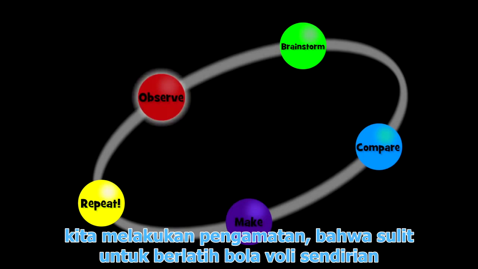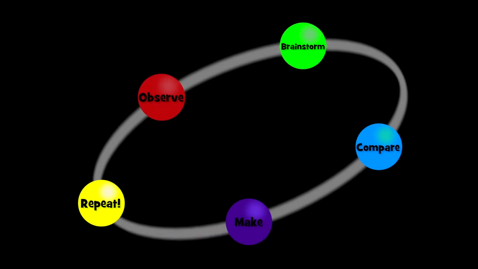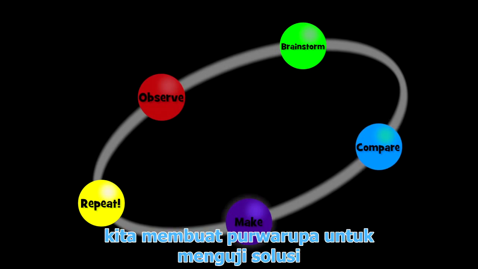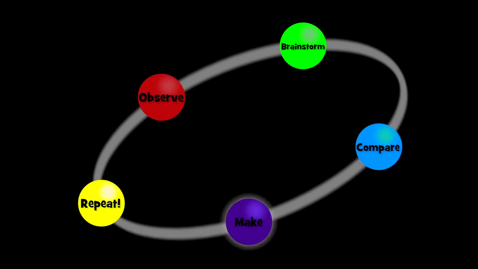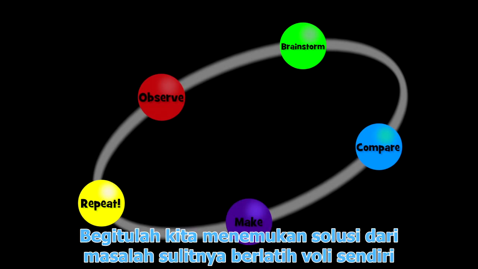We made an observation that it's difficult to practice volleyball by yourself. We brainstormed solutions to that problem, and we compared ideas to pick our favorite one. We made prototypes to test those solutions, and then we had to repeat some of those steps in order to find even better solutions. That's how we came up with a way to solve the problem of it being difficult to practice volleyball on your own.